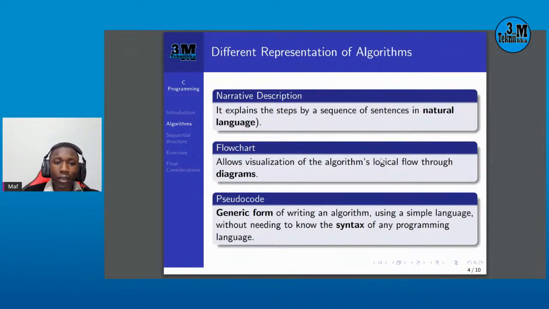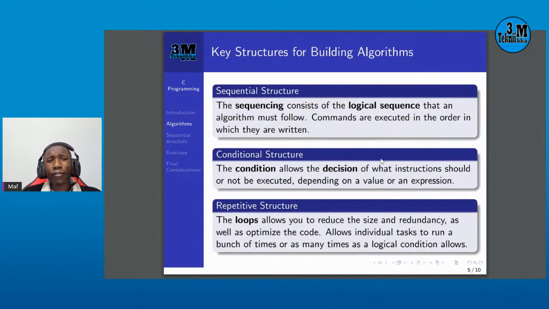A flowchart is a diagram that you can use to represent your algorithm. And pseudocode is a generic form of writing code that everybody who knows the logic of algorithms can understand, without thinking of any programming language. Okay. Then we have the key structures for building algorithms.